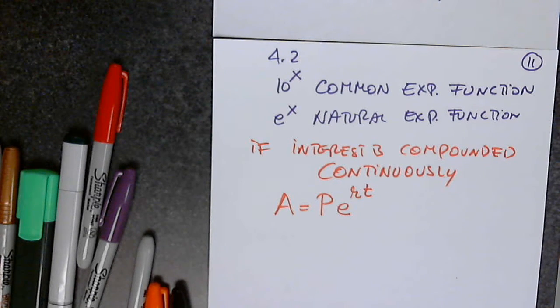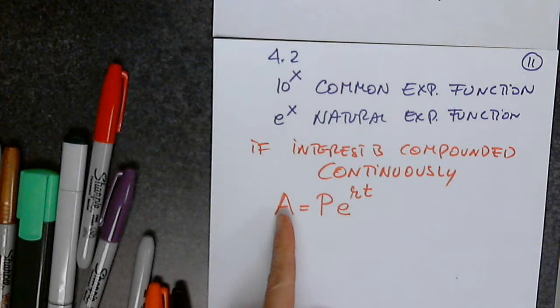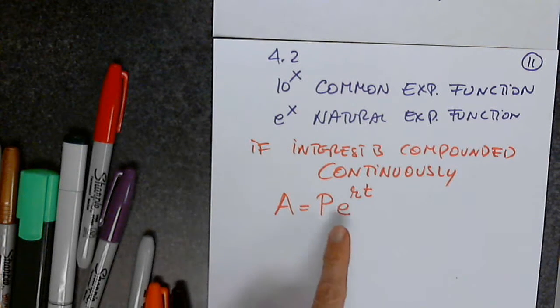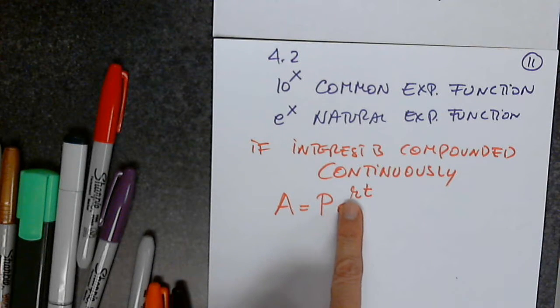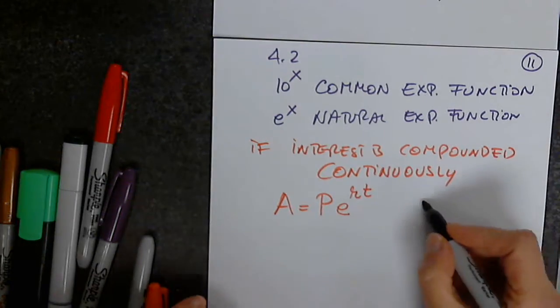Do you have to remember this formula? No, I'm going to give these to you. Of course, the same significance: A is the same, the accumulated value. P is the principal. E is Euler's number, a mathematician who bears its name, right? Euler. So E.